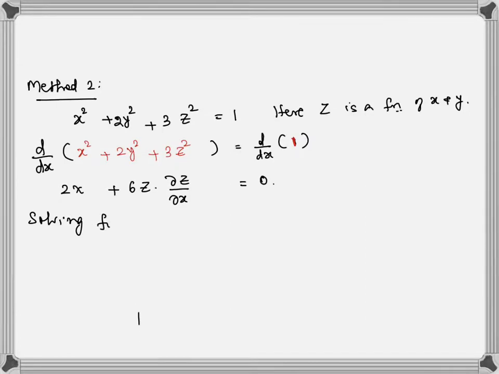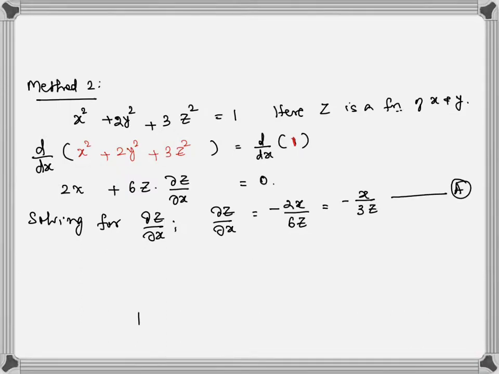Solving for ∂z/∂x, we get minus 2x over 6 times z. Simplifying, we get negative x over 3z. That is A, which agrees with our earlier result from method 1.